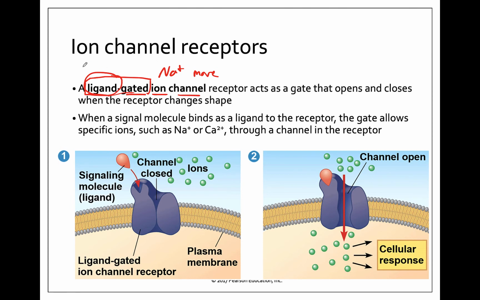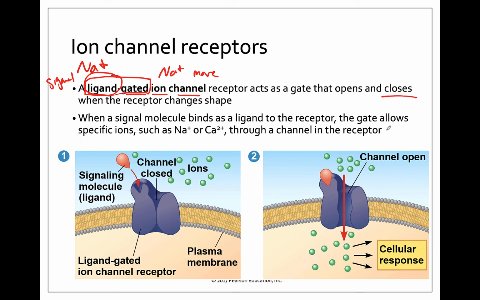So whenever the ligand, which in this case is probably sodium, or it could be a different signal molecule, whenever that signal molecule binds to the receptor, what's going to happen is it's going to open this gate, and then once the gate is open, the sodium is going to be allowed to move.